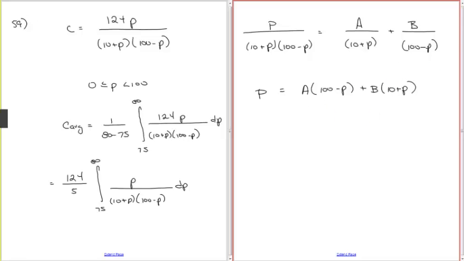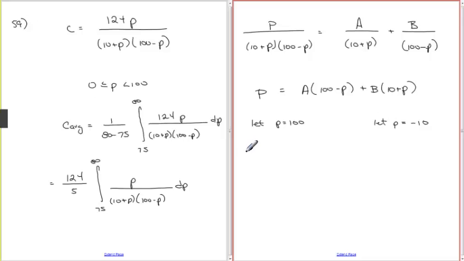And because they're distinct linear factors, the easiest way is to let p equal either 100, which will make that term go to 0, or we let p equal negative 10. Now you say, well, can you really have a p of negative 10? Well, mathematically you can, so we can do it mathematically to find the constants. So we'll do these separately.